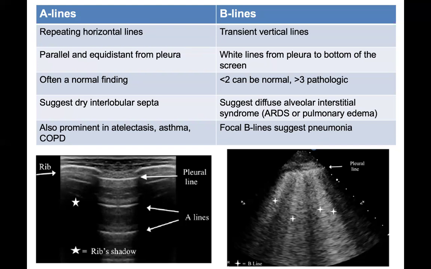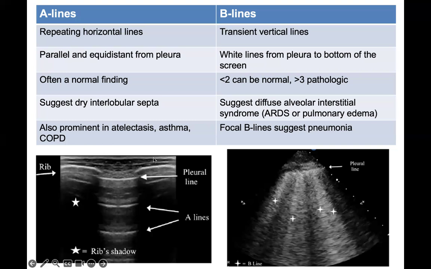A lines suggest dry interlobular septa. B lines suggest what we call diffuse alveolar interstitial syndrome. So again, it's just something in the alveoli or the interstitium. So whether that's thickened interstitium or a pneumonia filling up the alveoli or ARDS, it means that the lung is filled with something that's not air. So ARDS or pulmonary edema. And then A lines are prominent in atelectasis, asthma, or COPD. For B lines, focal B lines suggest pneumonia.